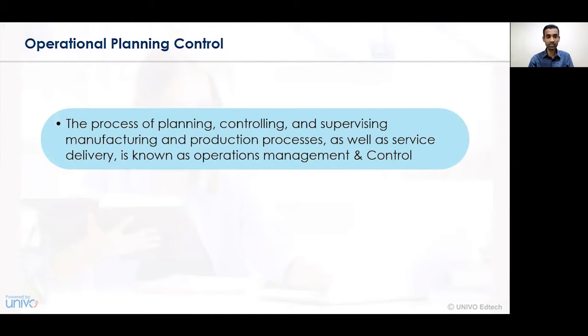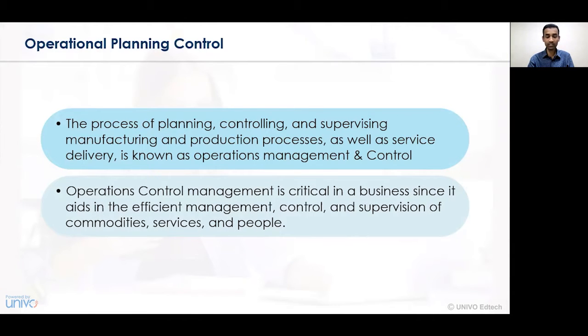So, when all these activities are being undertaken in an organization, in order to see that the business and services are being delivered effectively, such activity is called operations planning and control. Operations control management is critical in business because it is the efficient management, control, and supervision of the commodities, services, and people. So it's not only related to goods and services, but operations planning and control is a critical process of undertaking and controlling all the activities with respect to the services, the people, the management, and so on. Hence, it is an essential element of controlling the business activities to be undertaken by the business firm in the short run as well as in the long run.